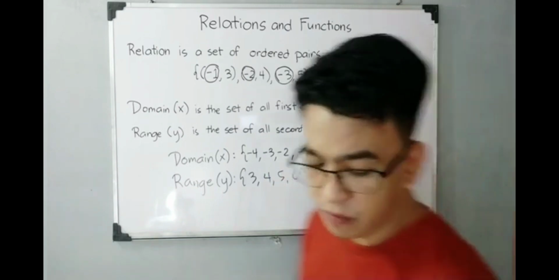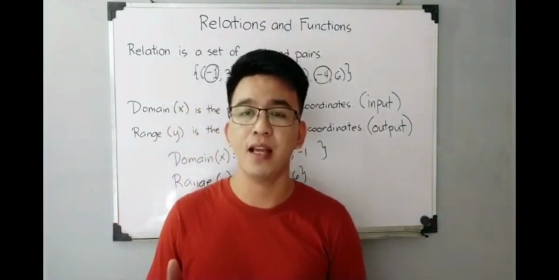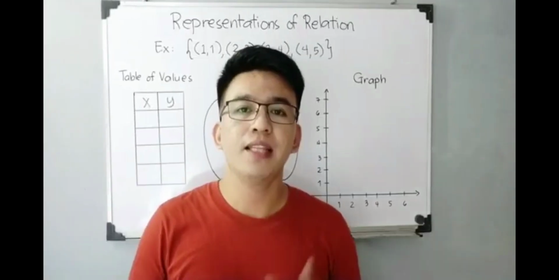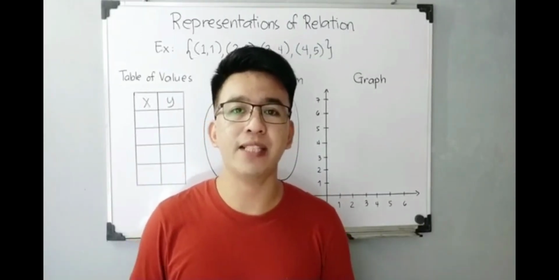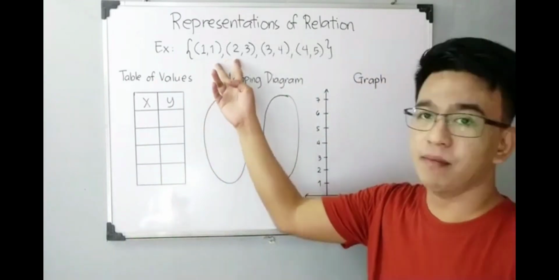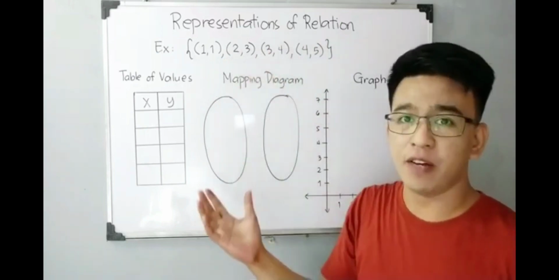Now, in the next part of our video, I will give you the different ways to represent a relation. So, stay tuned, guys. In this part of the video, I will give you the different ways to represent a relation. The first one is by ordered pairs. This is the first one I gave you with the definition of a relation.